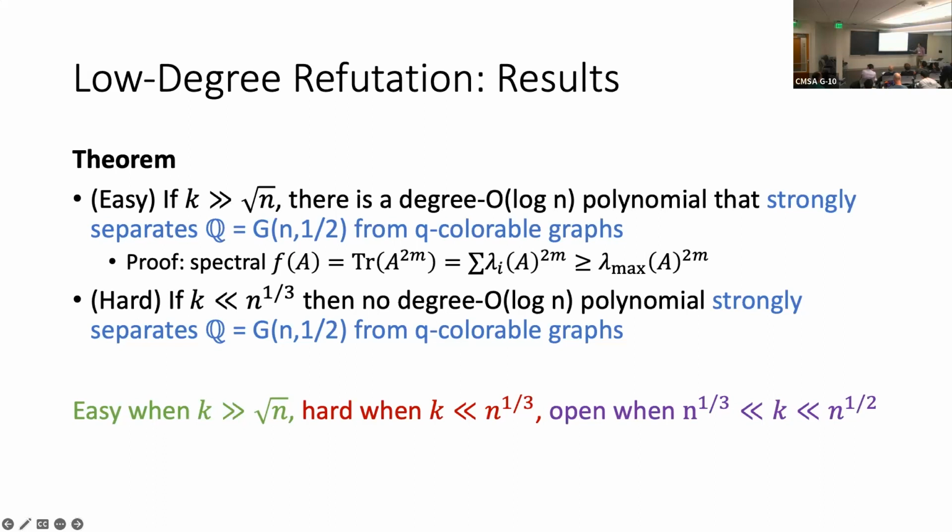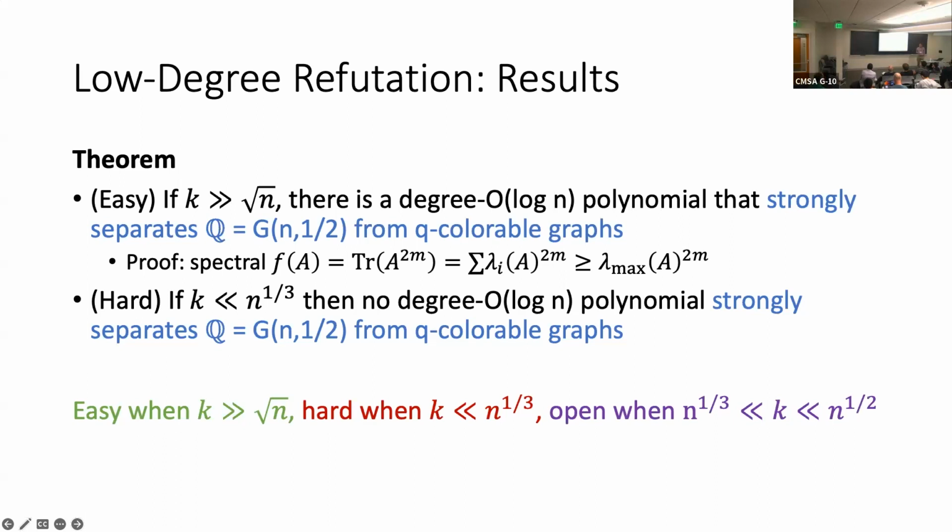The maybe more interesting part is the hard direction. We're going to try to prove that no polynomial can do this refutation when k is small. But we actually prove something suboptimal here. We're able to show it's easy when k is bigger than root n, hard when k is smaller than n to the 1/3. We still don't know the answer in this middle regime. So I'll tell you a little bit about how to prove this and what needs to be improved in order to get the sharp results here.